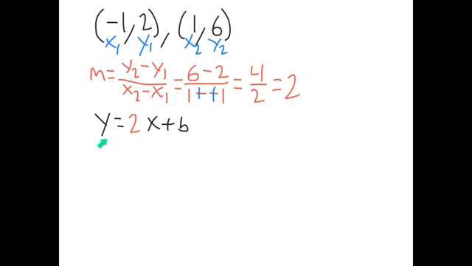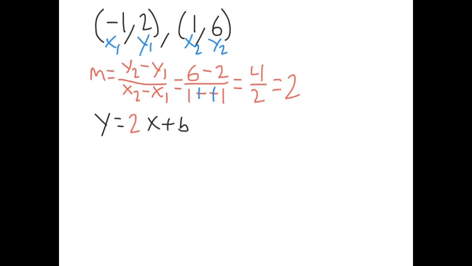this is an x and this is a y. You have to pick the x and the y from the same problem. So, from the same point. So if you pick this x, you have to pick this y. If you pick this x, you have to pick this y. So just to make it easier, I'll just pick the first one. So that means x is negative 1 and y is 2.